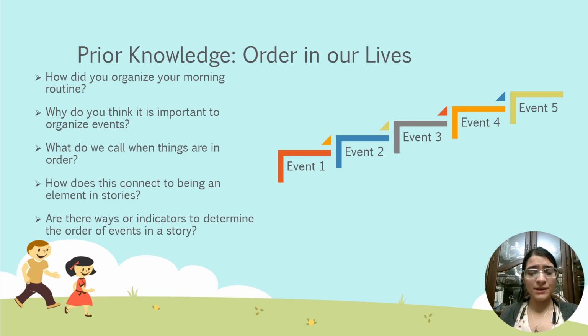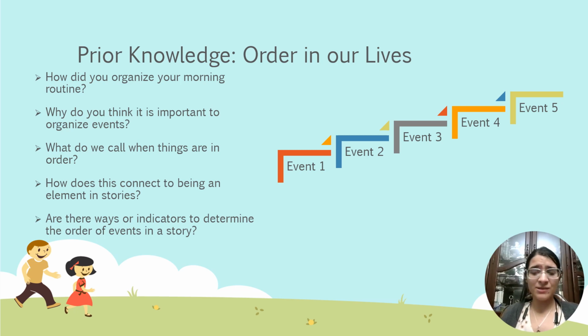So once you finish writing or drawing out your morning routine, I want you guys to consider these questions to highlight prior knowledge of order in our lives. How did you organize your morning routine? Why do you think it is important to organize events? What do we call when things are in order? How does this connect to being an element in stories? Are there ways or indicators to determine the order of events in a story? I want you guys to keep in mind these questions as we go through this lesson.